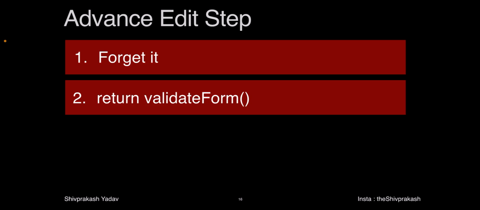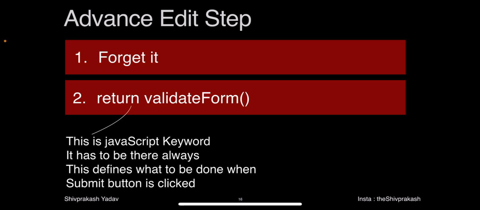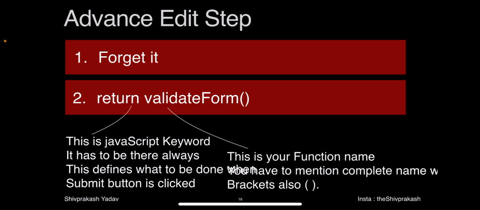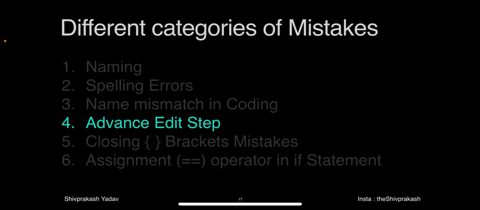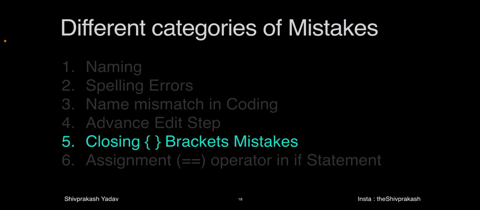Second is return validate form. What is this thing here? Okay, so here return, this is a JavaScript keyword. It has to be there always. This defines what to be done when submit button is clicked. So when we click on submit button, what we want the function to activate. Okay, the name of the function is validate form, so that is written at the side. So this is a function name. You have to mention complete name with bracket also. So this you have to keep in mind that we have to use the complete name here. So that is all about the advanced edit step.